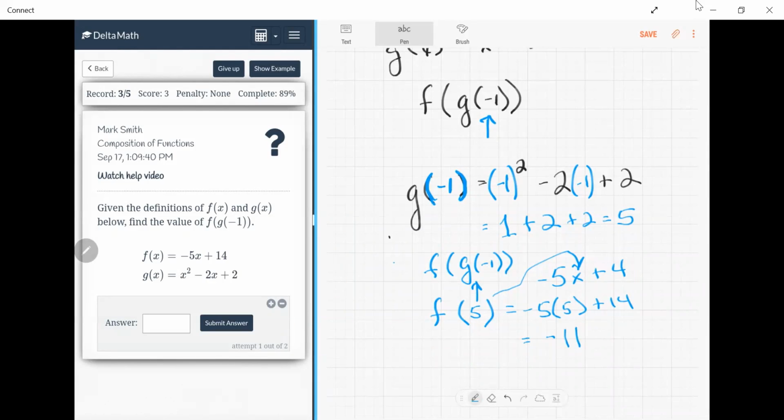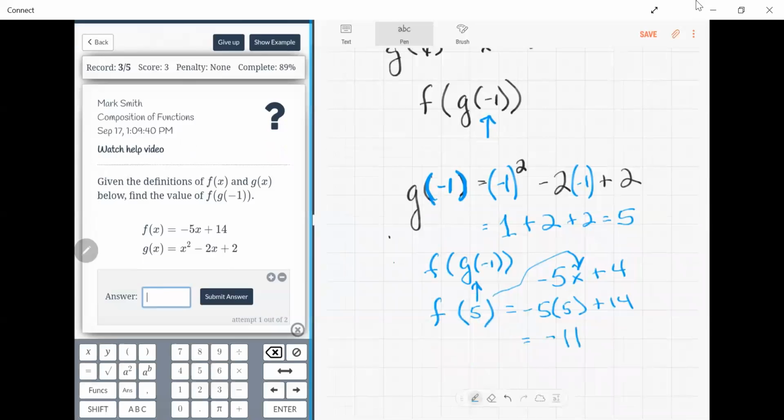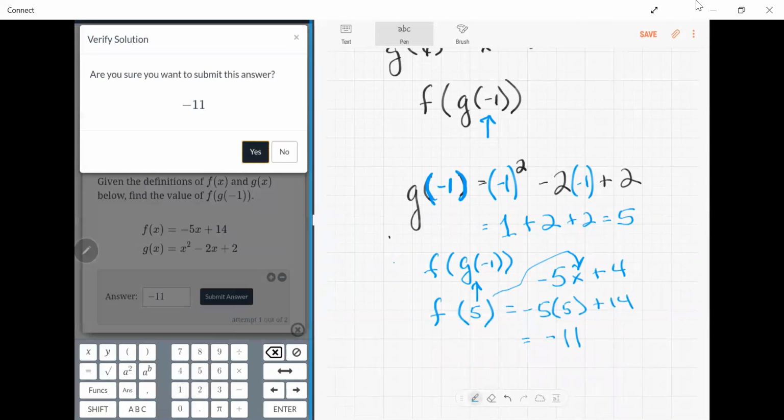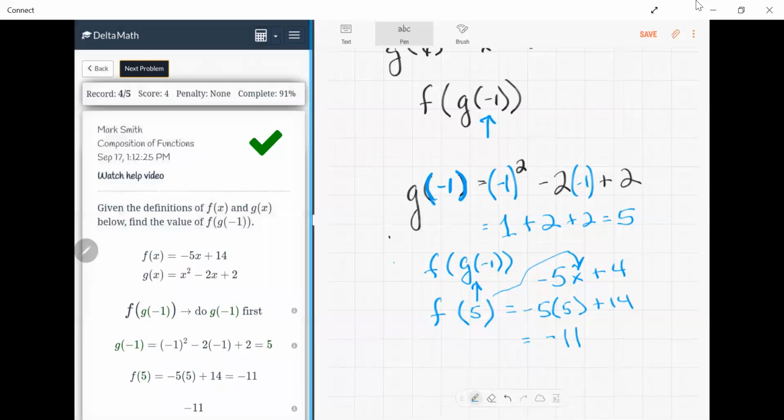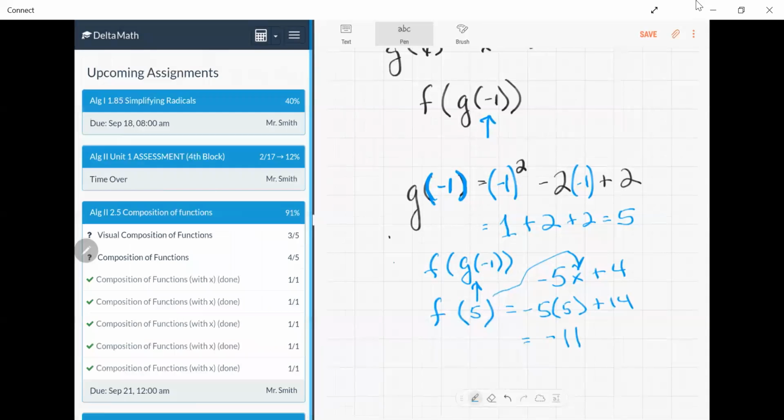All right. Everybody happy with that? Let's put negative 11 in over here and see if it's the right answer. I do make mistakes, especially when I go quickly and I don't check my work. But that happened to be right. All right, and let's go to our next problem.